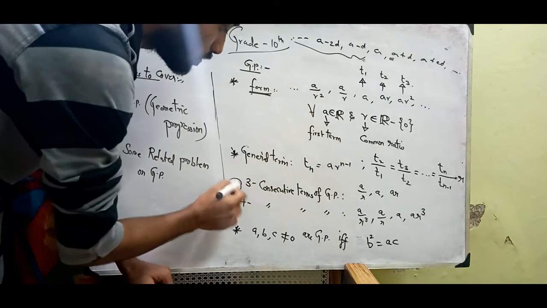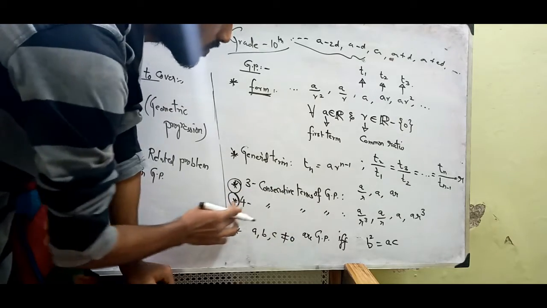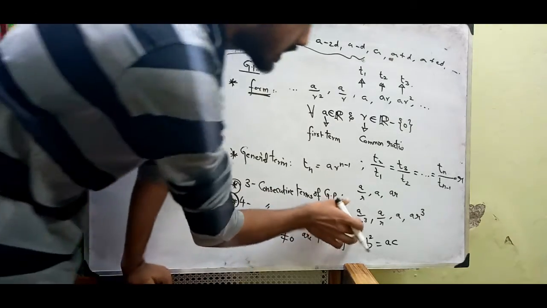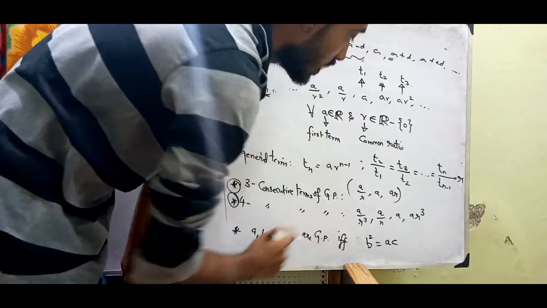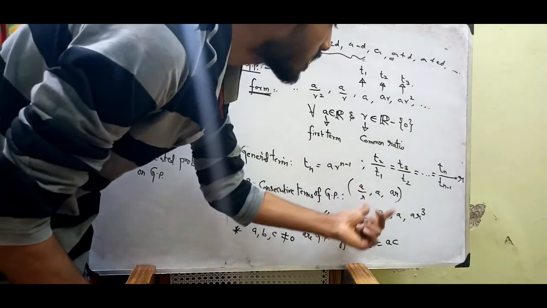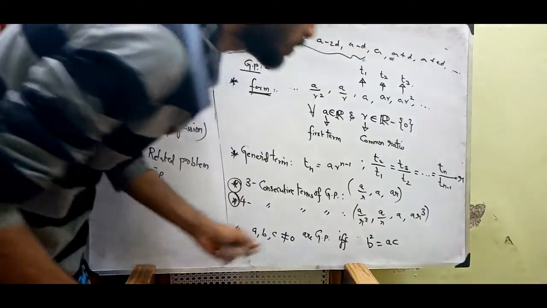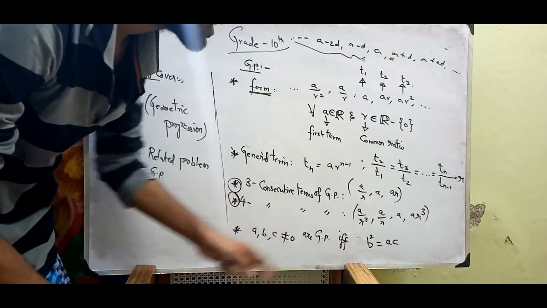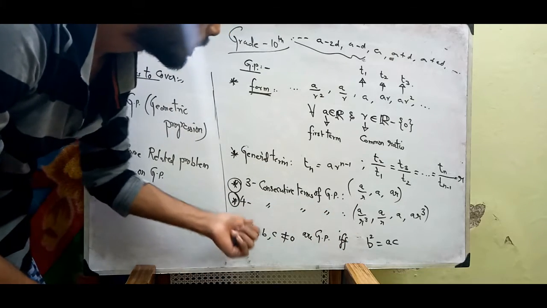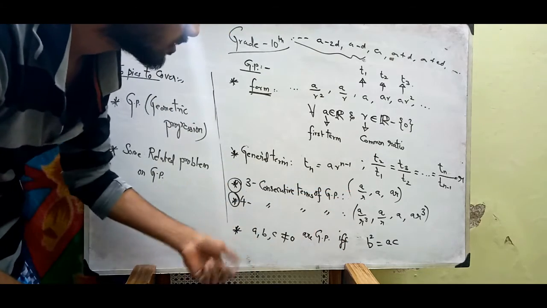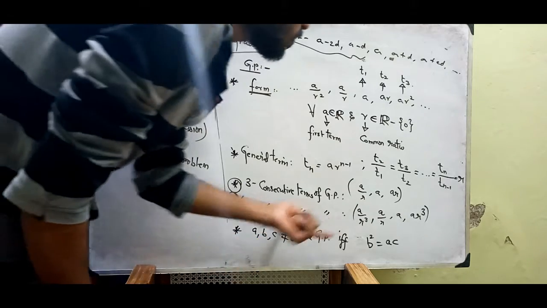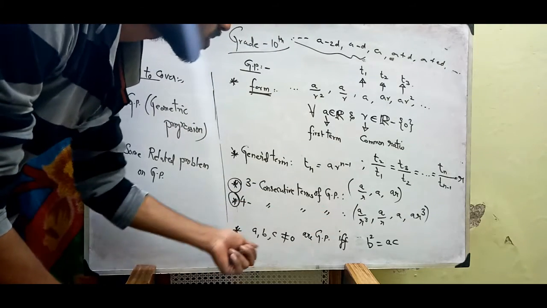Also note that 3 consecutive terms of a GP and 4 consecutive terms of a GP can be represented in this way. Either you can take these 3 numbers or these 4 numbers. Not only this, you can take any other numbers, but these are the very popular ones. We frequently use this.